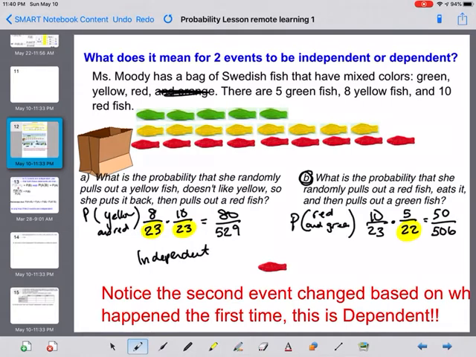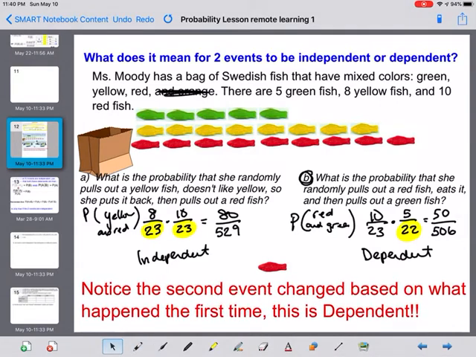This is independent because the first event, we put it back in so everything stayed the same. So the first event did not affect the second event. Whereas here, this is dependent because the first event affected the second.